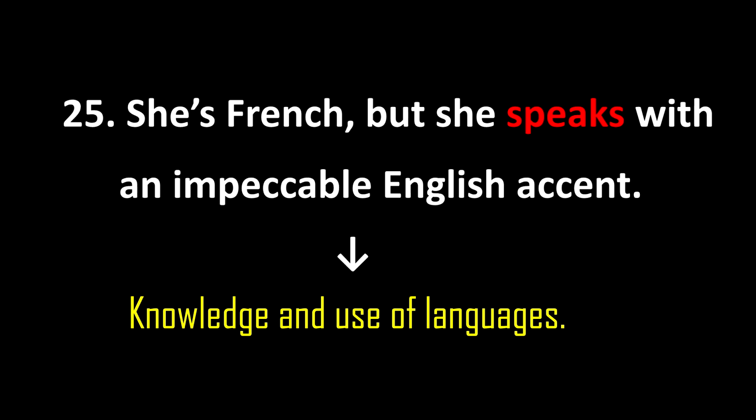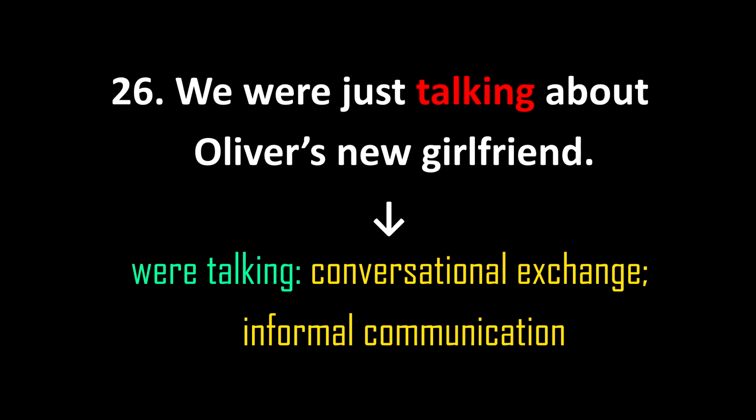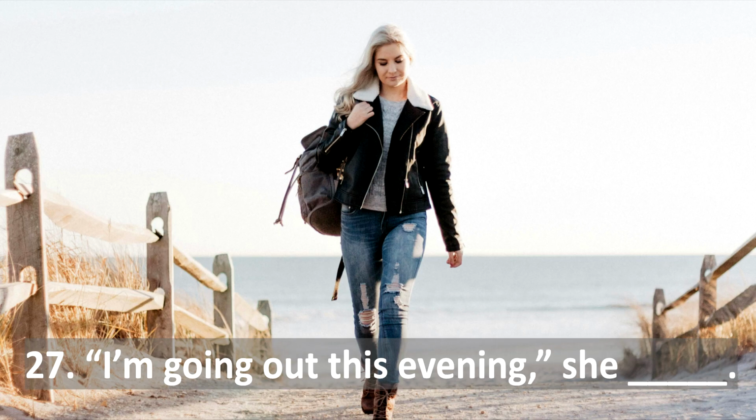25. She's French, but she speaks with an impeccable English accent. Knowledge and use of languages. 26. We were just talking about Oliver's new girlfriend. We're talking: conversational exchange, informal communication. We were just told about Oliver's new girlfriend. We're told, passive voice, transmitting information to a specific person or specific persons. We're told means we're informed.